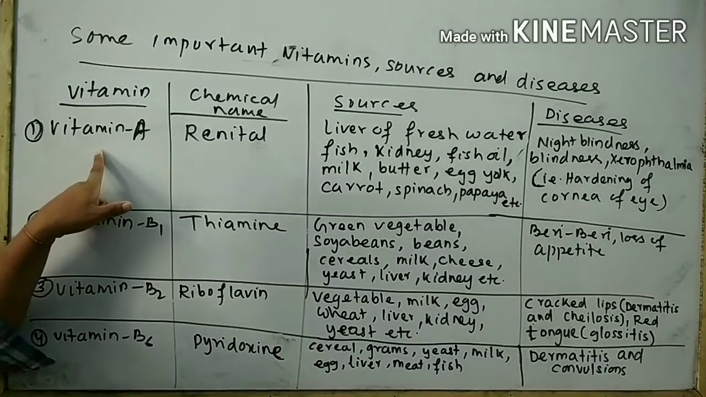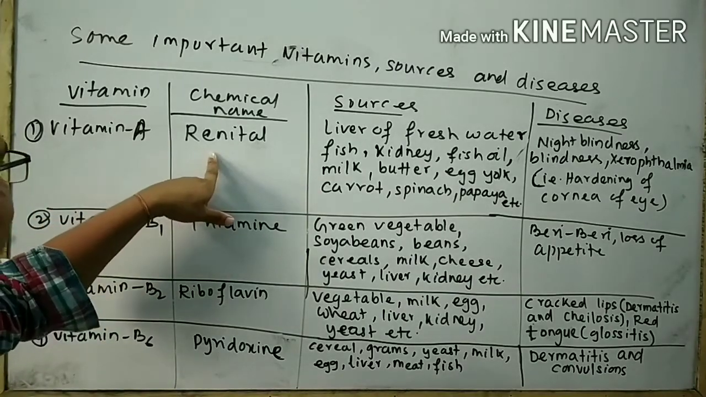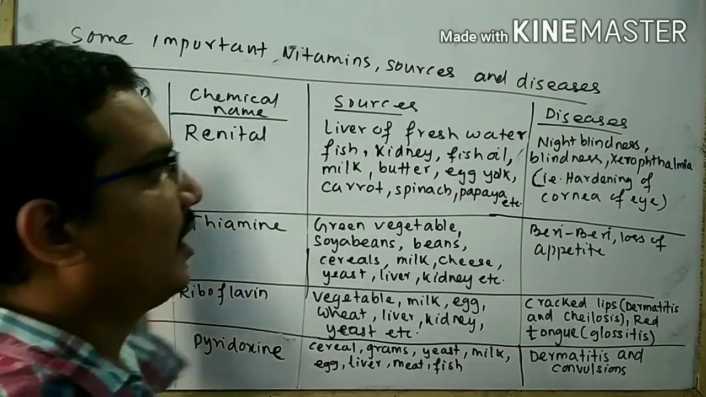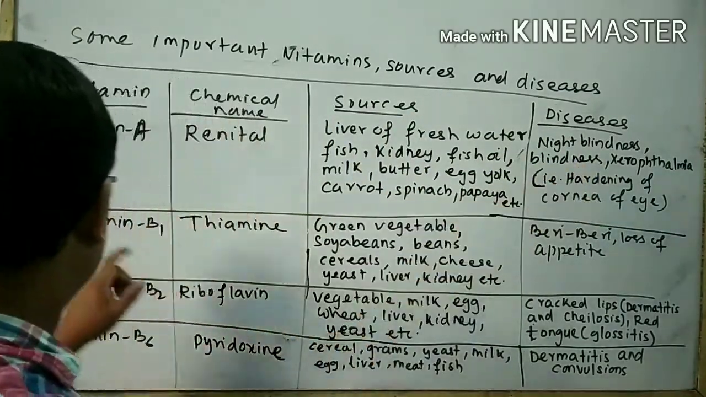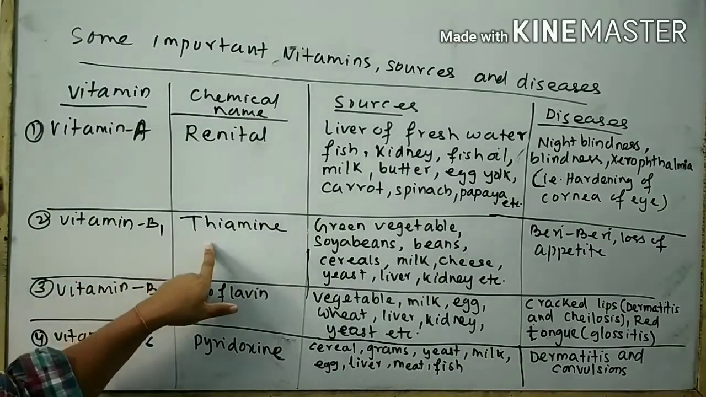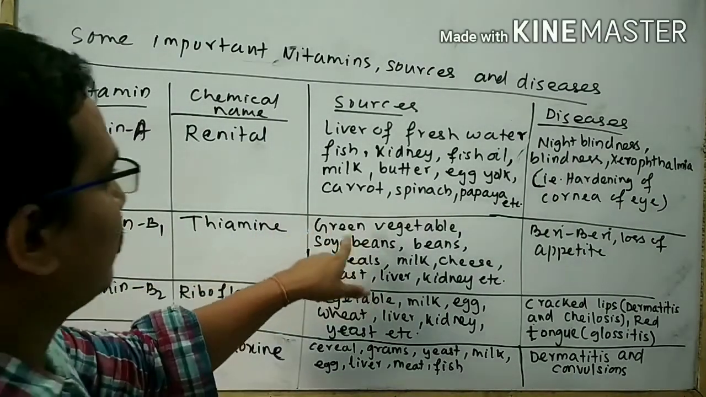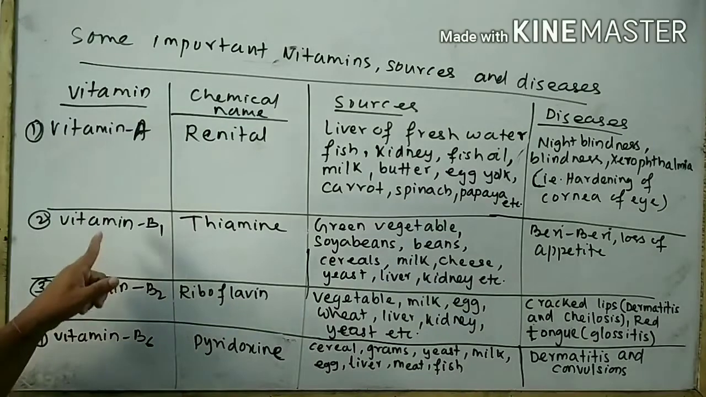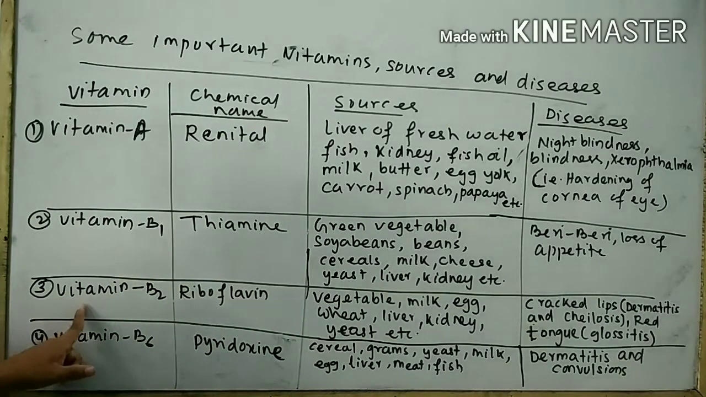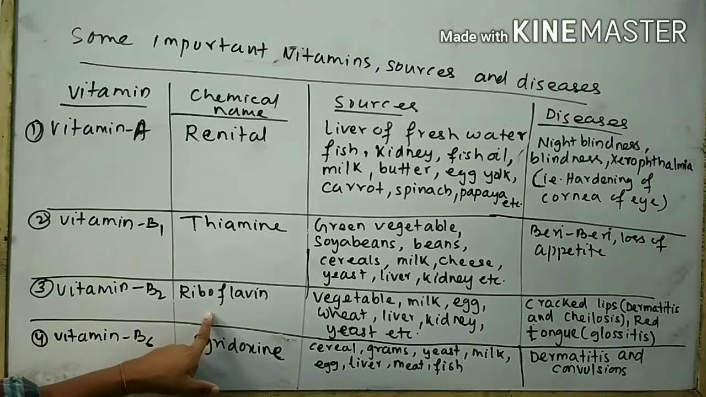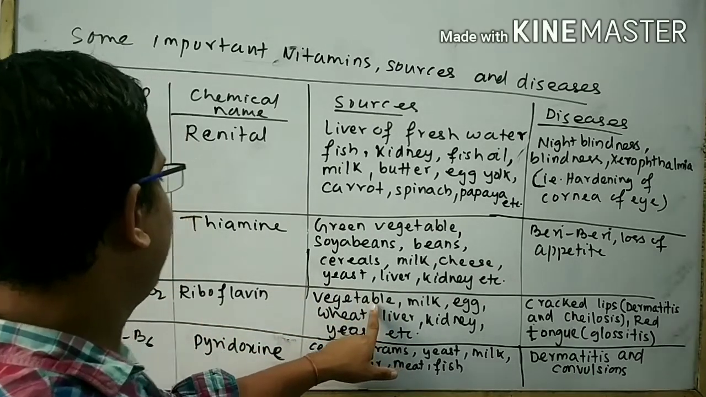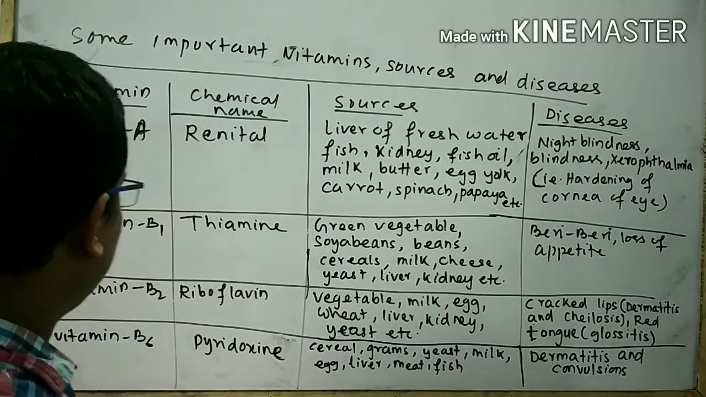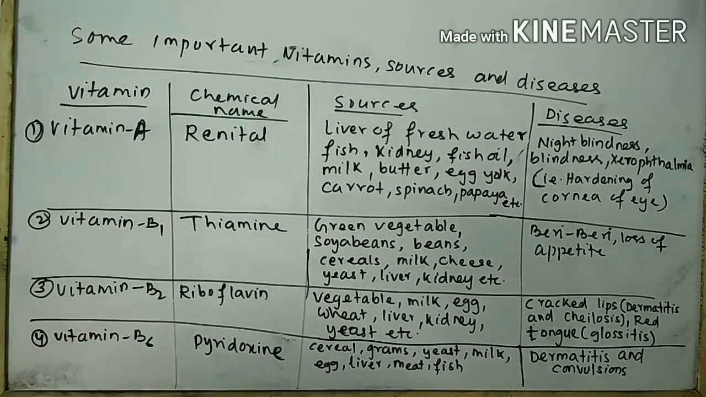Look at this, this is vitamin A. The chemical name of vitamin A is retinol. These are the sources of vitamin A. If the body has a deficiency of vitamin A, then such types of diseases are caused. This is vitamin B1. The chemical name of vitamin B1 is thiamine. These are the sources and diseases due to deficiency of vitamin B1. This is vitamin B2. The chemical name is riboflavin, and these are the sources and diseases caused by deficiency of vitamin B2.